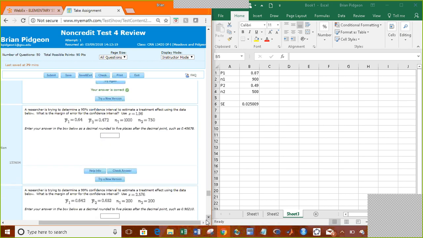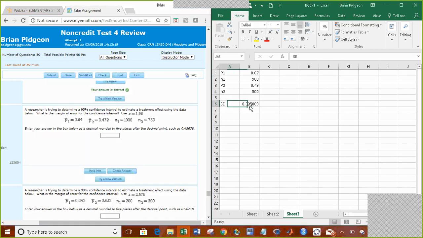A researcher is trying to determine a 95% confidence interval to estimate a treatment effect using the data below. So, here's what we need. To find a confidence interval, we have to do everything we've done before, basically finding the standard error first. So, in this case, our P1 is 0.64, N1 is 1,000, P2 is 0.472, and N2 is 750. The first thing I want to talk about is, what's our point estimate? Well, our point estimate is just the difference of the two values, whereas P1 and P2 were separately point estimates. Now we're looking at the difference. So our point estimate for the difference in proportions is 0.64 minus 0.472.